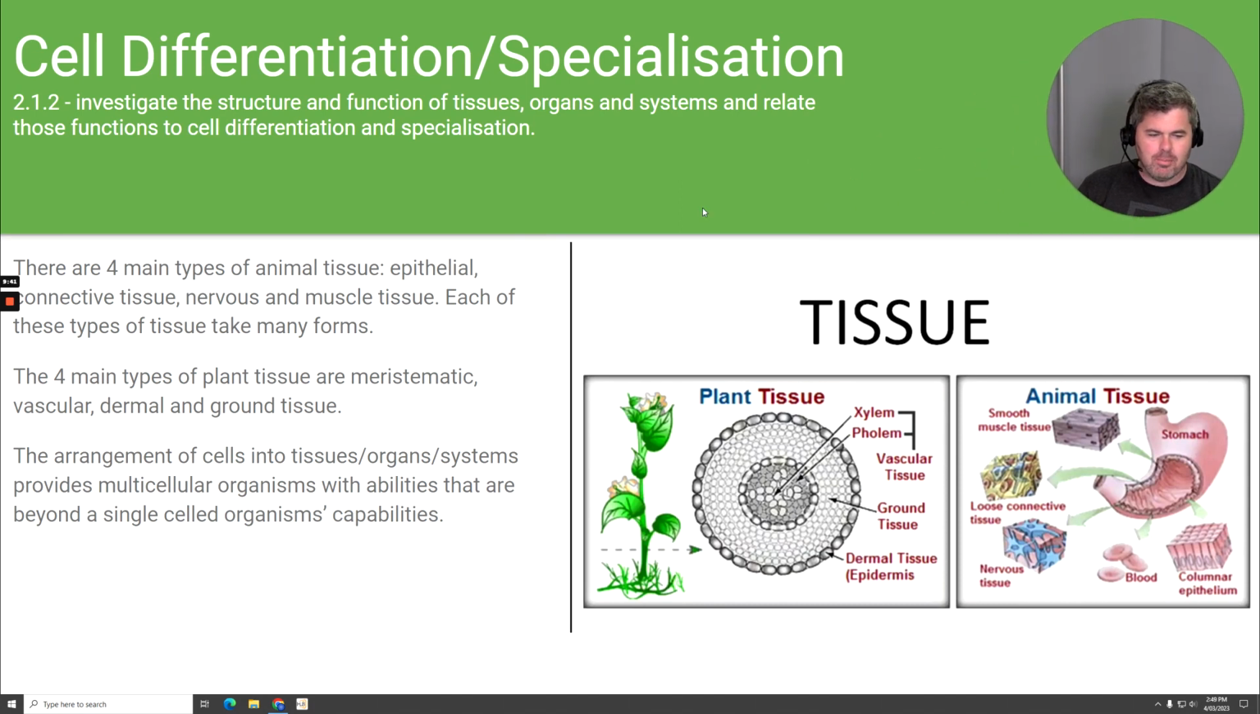Now, here we can compare different types of tissue. Now, we know that cells, when they connect together, make tissues, and those tissues make up organs. Those organs make up systems, and those systems make up a multicellular organism. Okay?